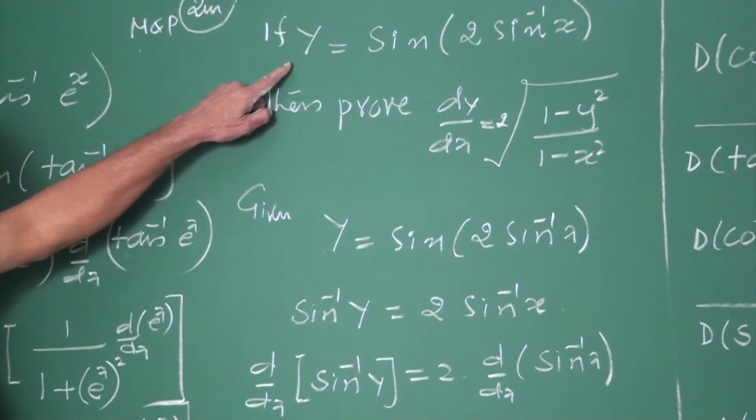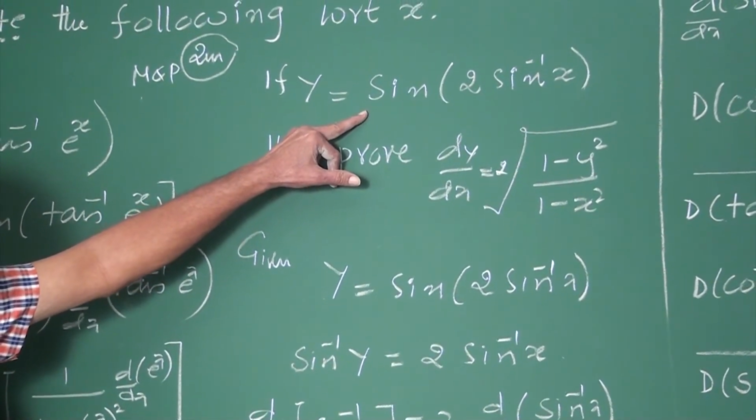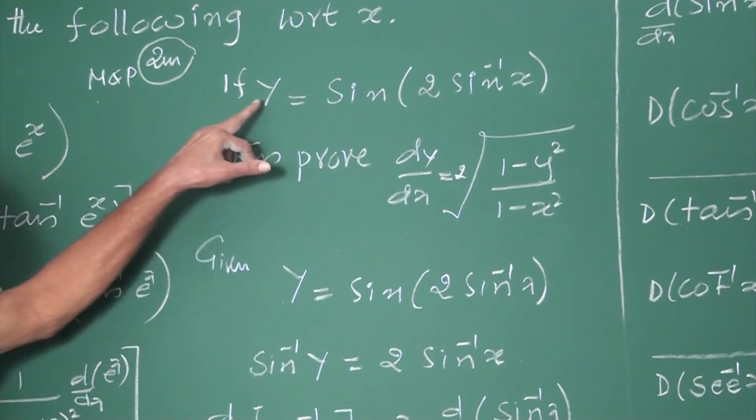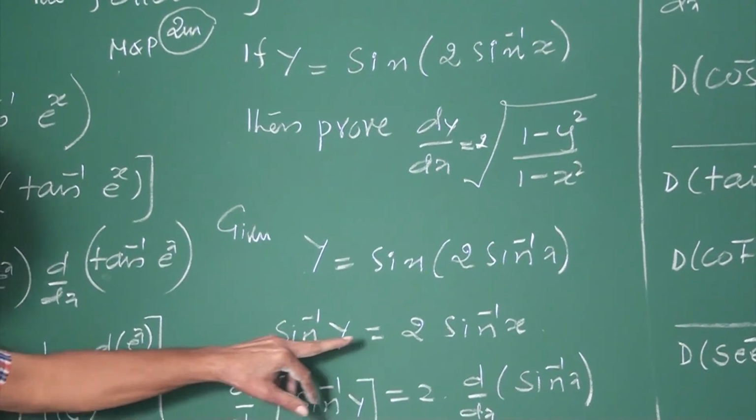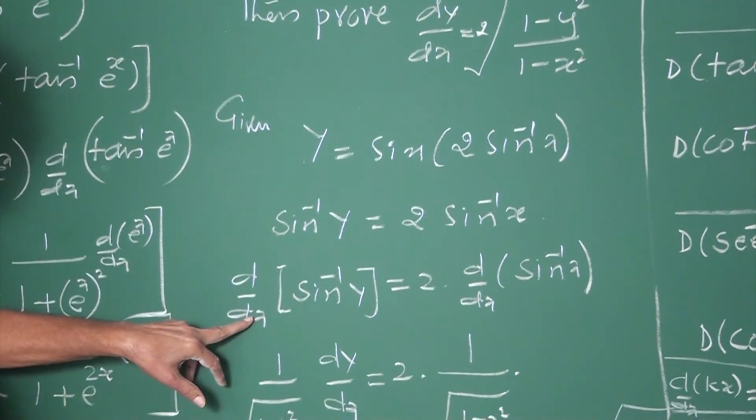Therefore, my friends, if y equal to sine of 2 sine inverse x, prove this. Bring sine to this side: sine inverse y equal to this. Differentiate with respect to x.